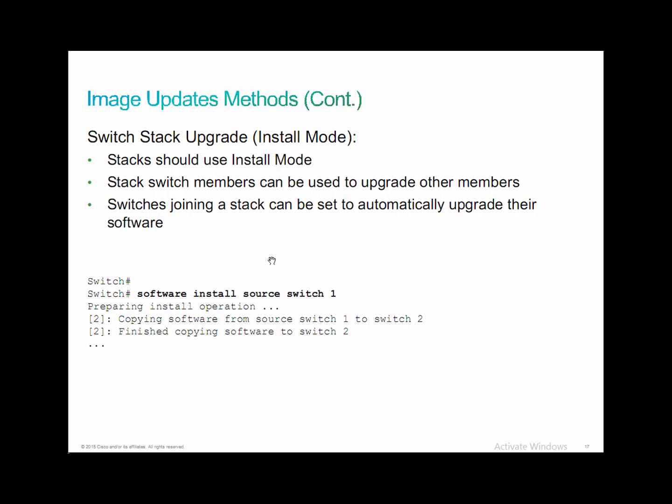To allow any kind of switch to join the stack, it has to be upgraded to a compatible image as part of becoming part of the stack. That can be done with the auto upgrade feature. You just simply do software auto-upgrade enable. So if I buy a new switch and plug it into the stack, and the software versions don't match, the stack goes through the process of upgrading the IOS on that switch so that it can join the stack effectively.